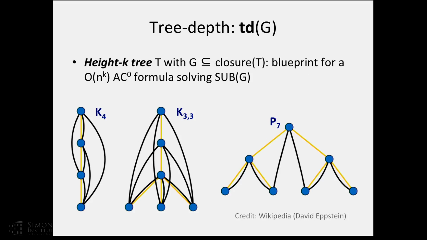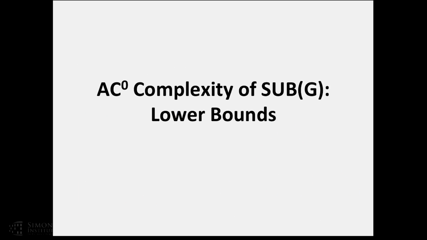Okay. And similarly, if I give you a height k tree where G is a subgraph of its closure, from this it's a sort of easy exercise to construct an AC0 formula of size order n to the k, which solves the sub G problem. Okay, so what about lower bounds for this problem?